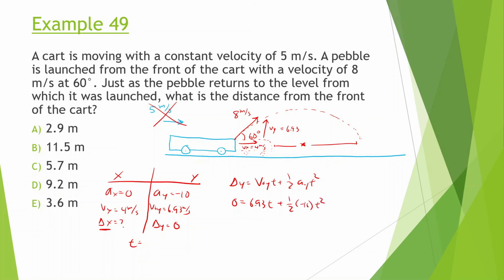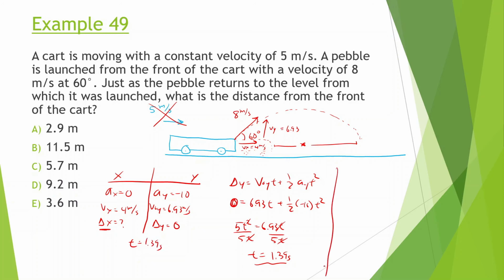We don't have to do the quadratic formula because this displacement of the Y is 0. So let's simplify this. I'm going to bring this to the other side. 5t squared is equal to 6.93 t. Divide both sides by 5t. So we get rid of one of the t's, and we get t is equal to 6.93 divided by 5, 1.39 seconds. And now I know this is 1.39.